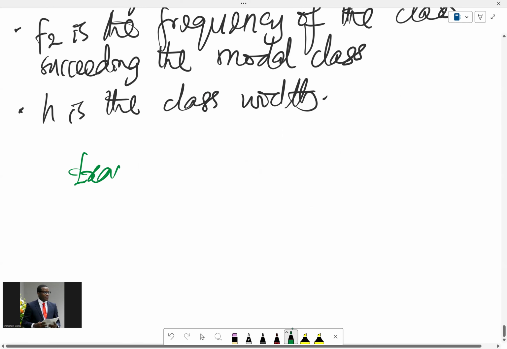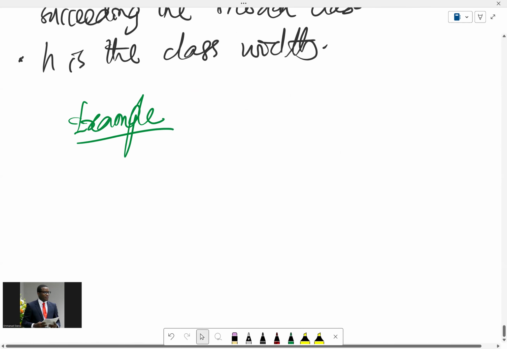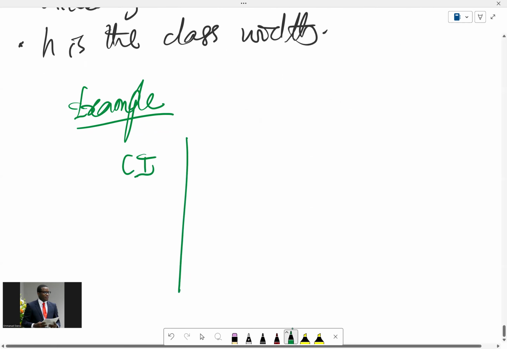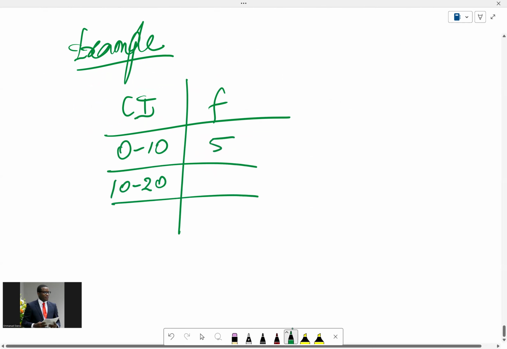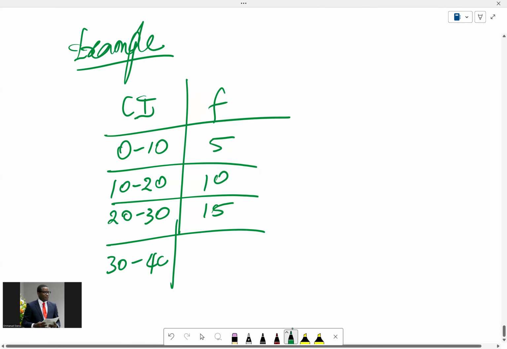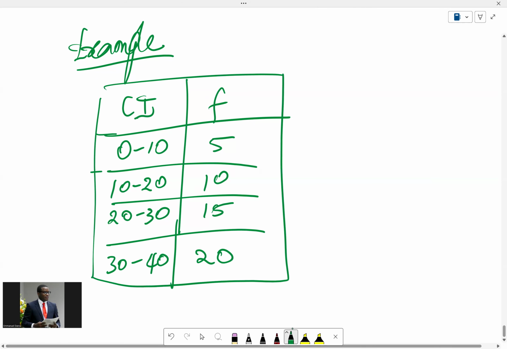Imagine the example we had previously. So you have the class interval, you have the frequency, F. You have 0 to 10, the frequency is 5 again. You have 10 to 20, the frequency is 10. You have 20 to 30, the frequency is 15. You have 30 to 40, the frequency is 20.